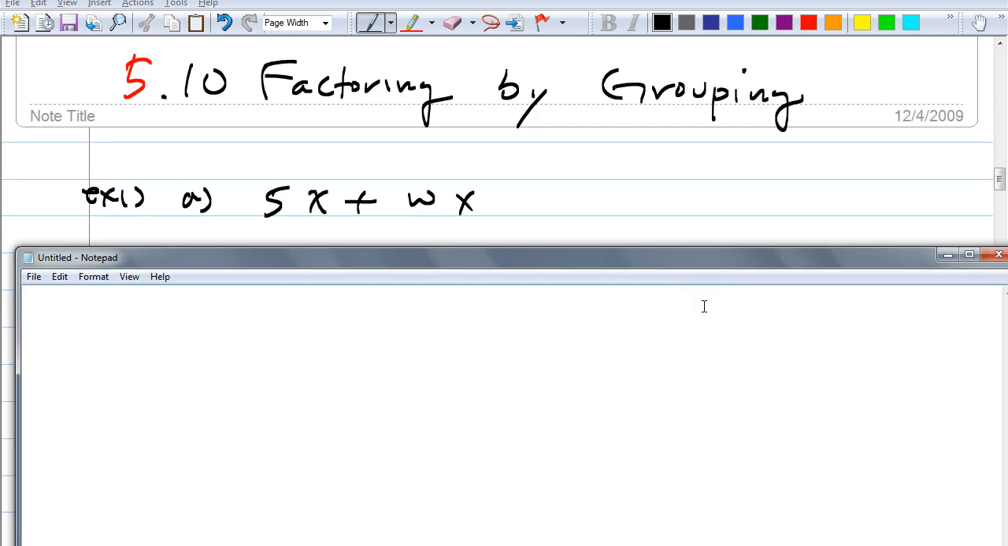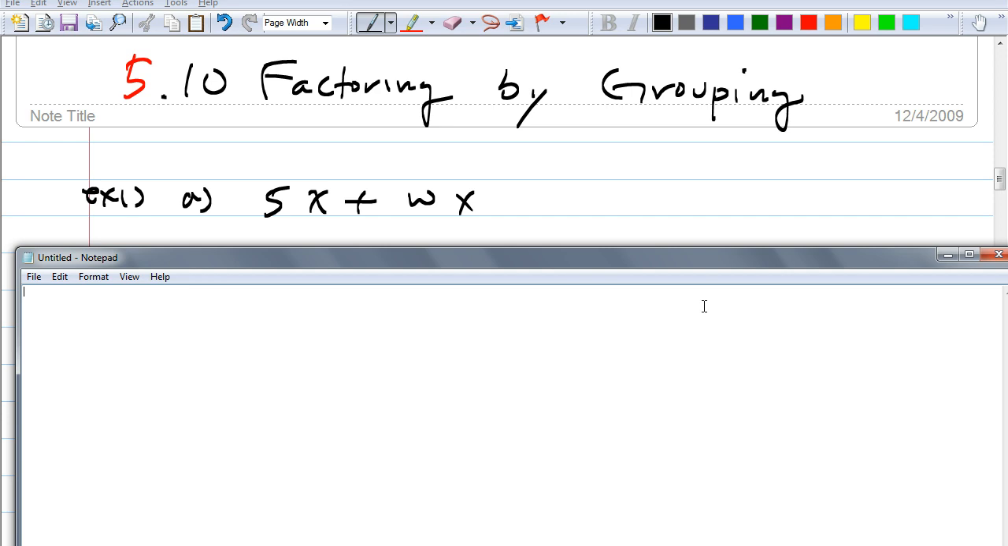So we're going to just do a very simple one. Example 1a, 5x plus wx. Right now, we're not factoring by grouping yet, but we're going to do these first, and then I'll show you how to do factor by grouping. This is a warm-up sort of problem. Done this before. How do we factor 5x plus wx? Dana? GCF.